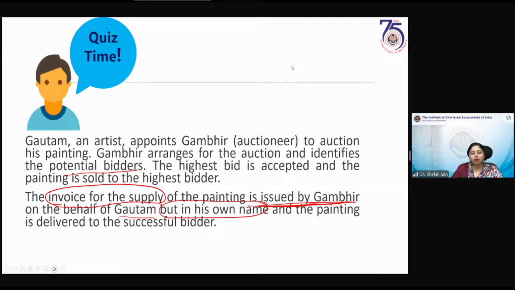So those of you who have answered before seeing this paragraph, now I want you to again go through the question and answer it. What would be the correct answer? Invoice has been issued by the agent on behalf of Gautam, and this invoice has been issued in his own name. That means if this invoice is in the name of Gambhir, agent only. Agent has issued the invoice in his own name. It is not in the name of the principal.